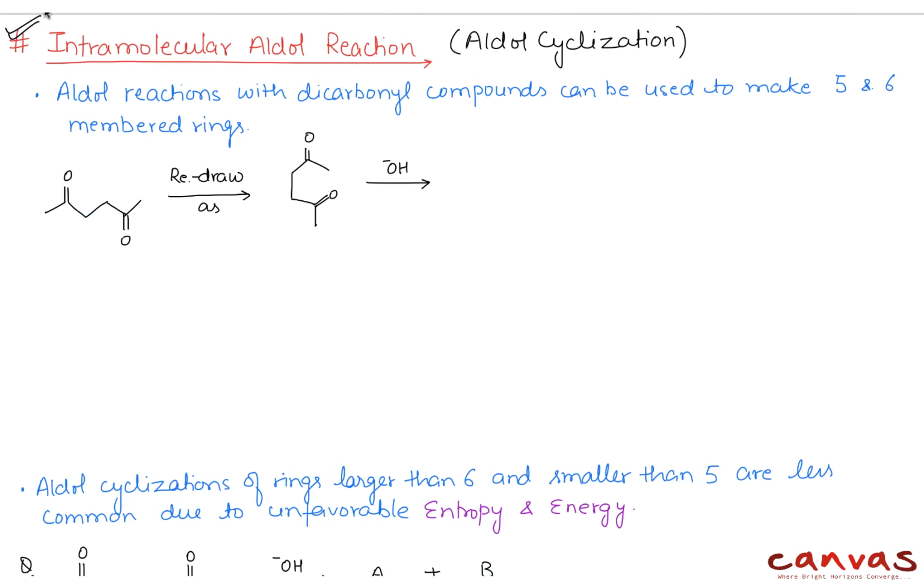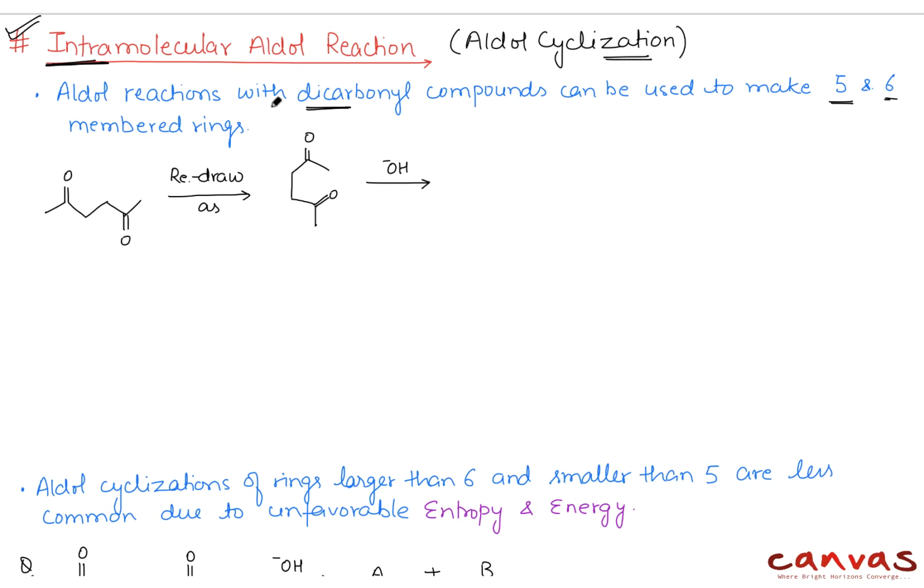Now, the intramolecular aldol reaction. As the name specifies, intramolecular means we are not reacting two different molecules here, but the same molecule; within the same molecule, the reaction is taking place. That is why it ultimately forms a cyclic structure. So it is also known as aldol cyclization. So we need a dicarbonyl compound like this one. So this chain has two carbonyl groups. It's a dicarbonyl, and it can be used to make 5 or 6 membered rings.